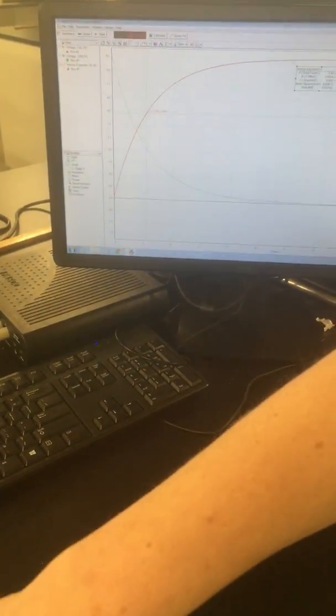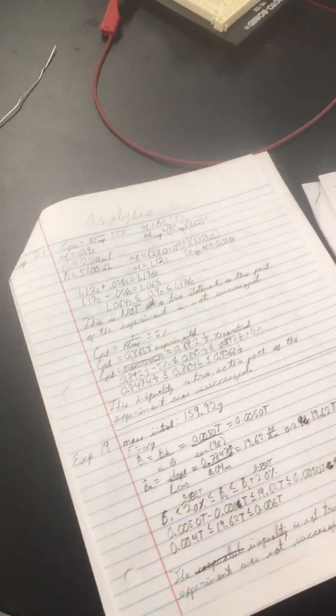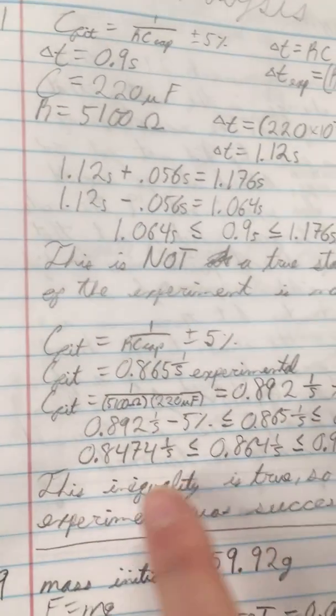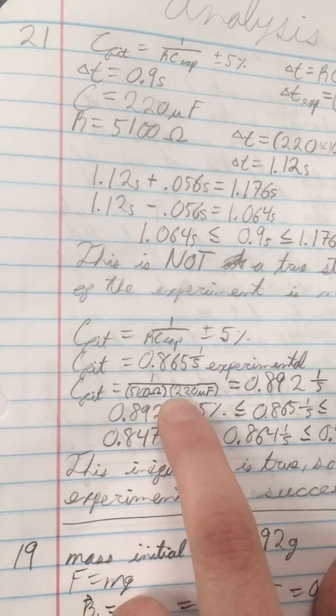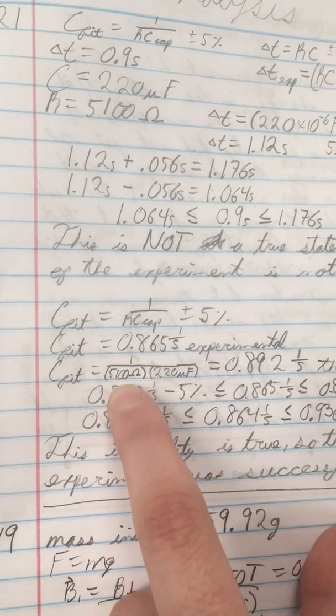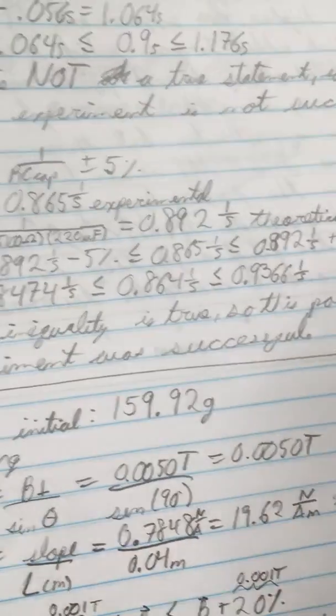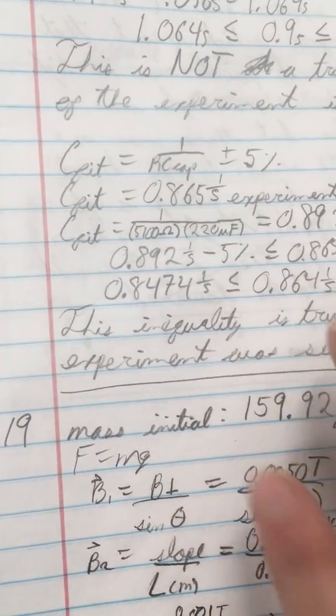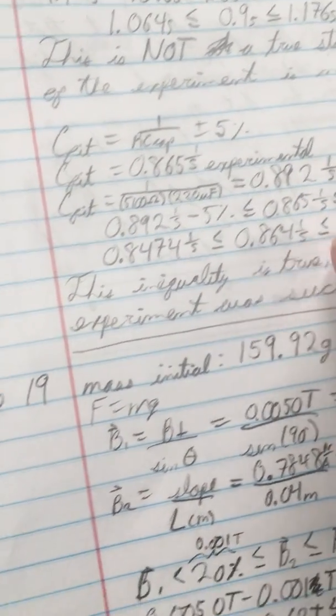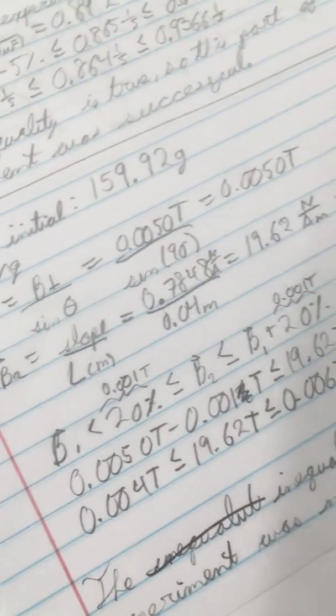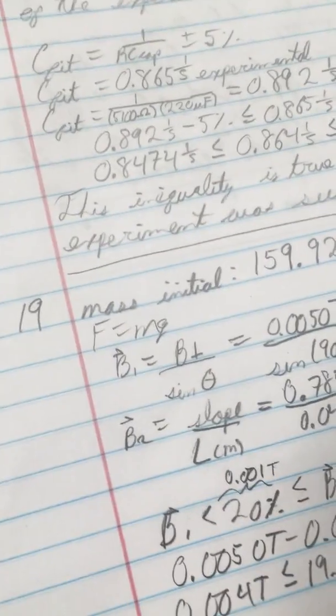That's experimental. Theoretical will be 1 over RC. So we see if our experimental, which is again the 0.865 number, equals 1 over RC. RC is the exact same thing as last time, the 5100 number times the 225 microfarads, which we got again from the blue thing. And we just see if it's within 5% of that, which in our case it was, which is good. And that is the entire Lab 21.